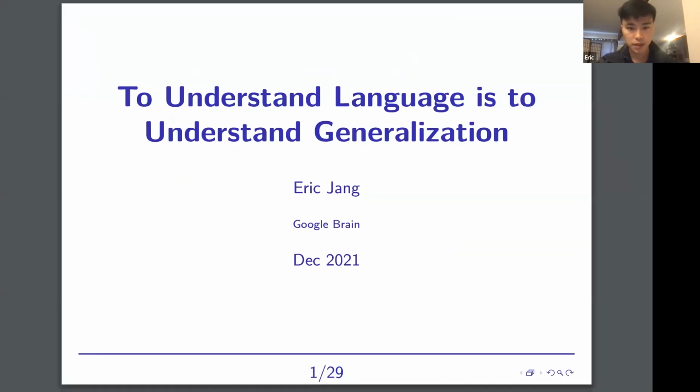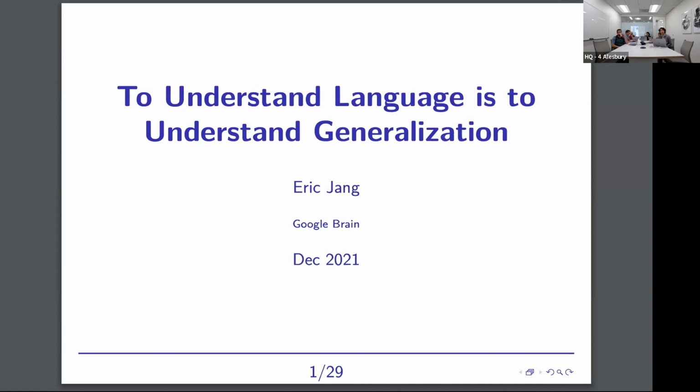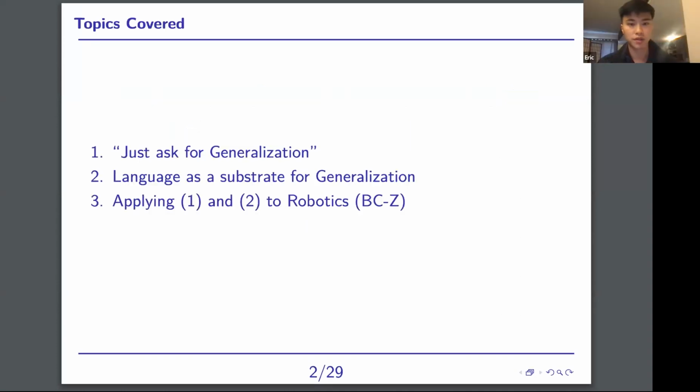Today I'm going to be talking about a few different topics around language and generalization. As Elijah pointed out, I have this recent blog post I call "Just Ask for Generalization," and I'm also going to share some work-in-progress material, where I argue that language and generalization might actually be the same thing, and then apply these ideas to a real-world robotics problem.